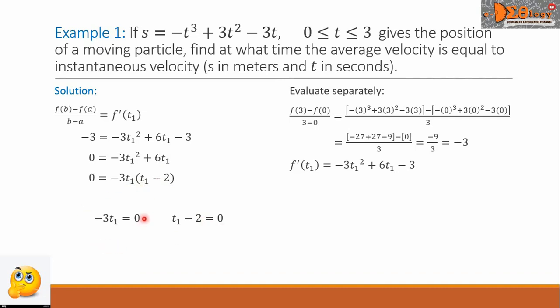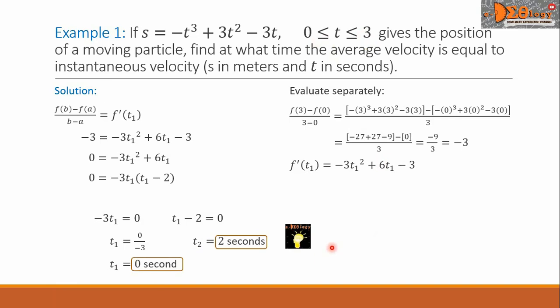For our first equation, let us solve for t sub 1. Let us divide this equation by negative 3. So t sub 1 is equal to 0 over negative 3. Simply, this is equal to 0. In our next equation, t sub 1 minus 2 equals 0. Let us transpose this negative 2 to the right side, so the sign will be changed. So t sub 1 is equal to 2. We can see here that we have two values of t sub 1, or we can say that we can change this t sub 1 into t sub 2. So the 0 and the 2 here mean 0 seconds and 2 seconds. Take note that the answers here are inside the closed interval from 0 to 3. So these are our answers.